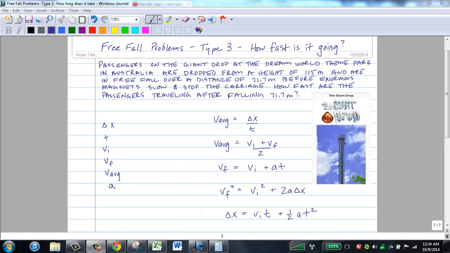This one says, passengers on the Giant Drop at the Dreamworld theme park in Australia are dropped from a height of 115 meters and are in free fall over a distance of 71.7 meters before enormous magnets slow and stop the carriage. How fast are the passengers traveling after falling 71.7 meters?